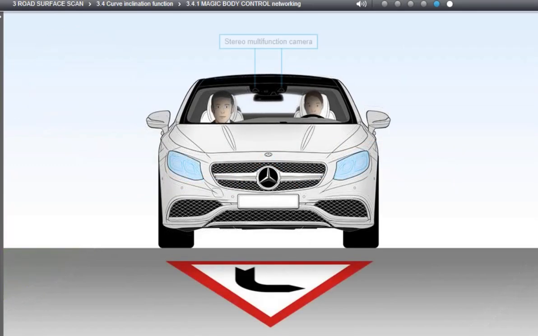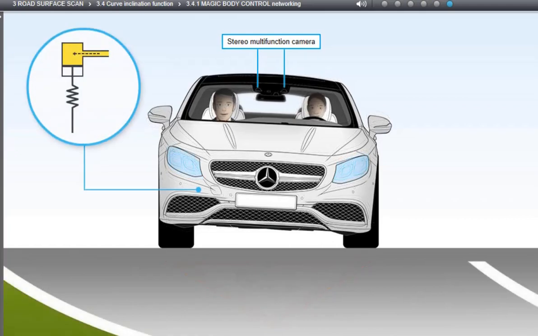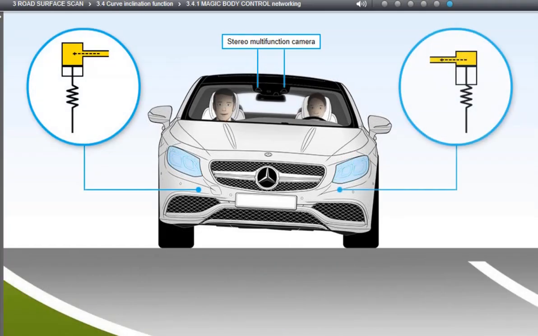The curve inclination function can be used dynamically and in an anticipatory way because the active body control unit is also informed by the stereo camera about the course of the road. The system consequently takes into account the road curvature captured by the camera, together with the measured lateral acceleration, in order to detect curves and properly adjust the suspension.